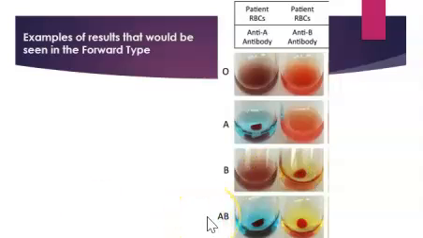Now our fourth and final sample, it looks like there's a positive reaction in both tubes, our anti-A and our anti-B. So what does that tell us? That means it's detected antigens for both A and B on our red blood cells. Because remember, our reagents have antibody A and antibody B. So they have agglutinated with both antigen A and antigen B that are present on our red blood cells. So this person's blood type is AB.